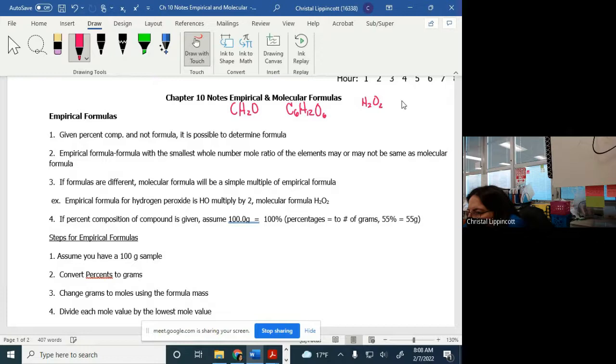H2O2, what would its empirical formula be? HO, okay? Because everything is divisible by 2. Some things are the same. So you can't get simpler than this. So the empirical formula of this is its molecular, okay? But a lot of times you can get simpler. So this is empirical, this is molecular. I'm going to show you how to calculate both of these today. All right, there are steps for it.